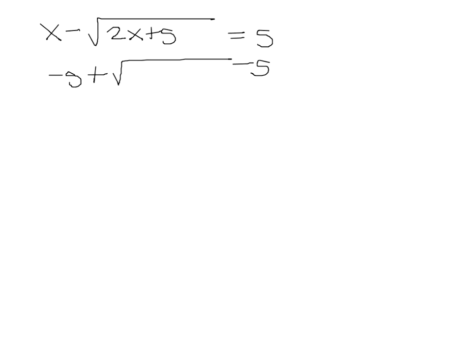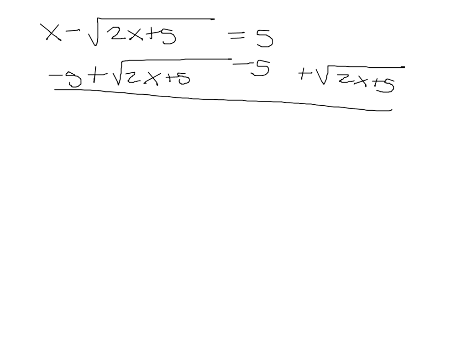Let's do another one. Let's see what happens if we get something like x minus the square root of 2x plus 5 equals 5. So I need to get the square root on one side and everything else on the other. So I'm going to add the square root of 2x plus 5 to both sides and subtract 5 from both sides. So that cancels, and I get the square root of 2x plus 5 equals x minus 5.